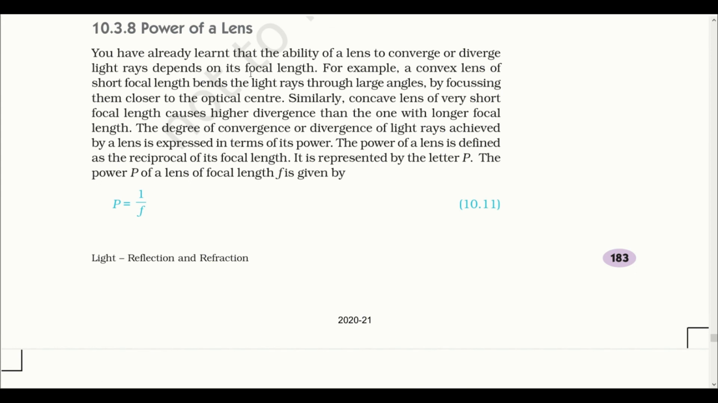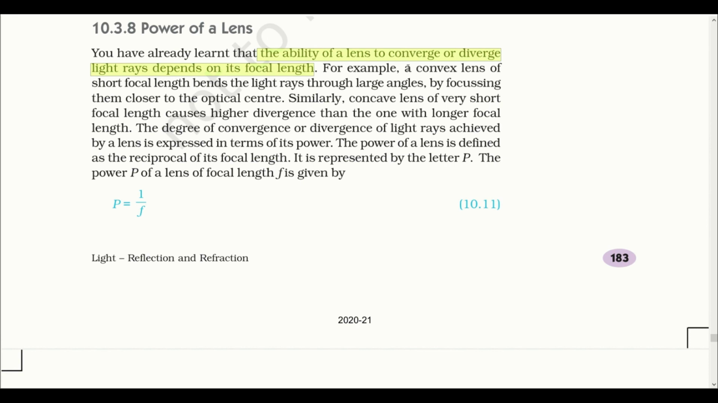Let's talk of another topic, power of a lens. The ability of a lens to converge or diverge light rays depends on its focal length. A convex lens of short focal length bends the light rays through a large angle by focusing them closer to the optical center. Similarly, a concave lens of very short focal length can cause higher divergence than one with longer focal length. The degree of convergence or divergence of light rays achieved by the lens is expressed in terms of its power. The power of a lens is defined as the reciprocal of its focal length.